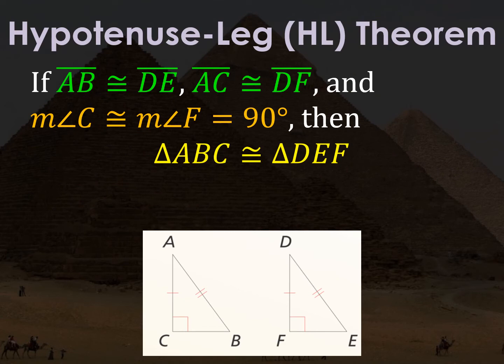So in this diagram, AB is congruent to DE, so that's the pair of congruent hypotenuses. AC is congruent to DF, those are the pair of corresponding congruent legs. And you're given that angle A and angle F are both right angles, which means each triangle is a right triangle, then triangles ABC and DEF are congruent.